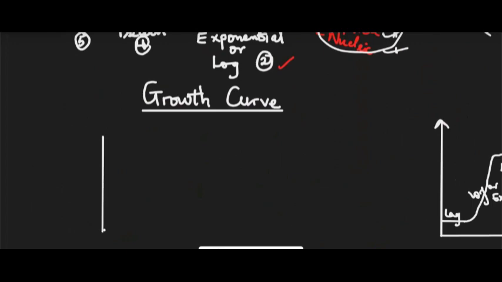these two lines, right? Right here, you have the number of cells. Does that make sense? The number of cells. Here you have your time. The time can be in hours. It can be in days, right? In hours or in days. Does that make sense? All right. So what happens in the graph?